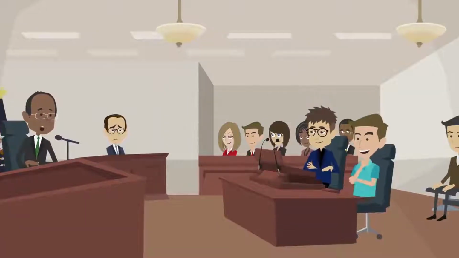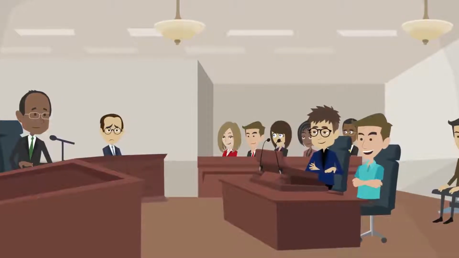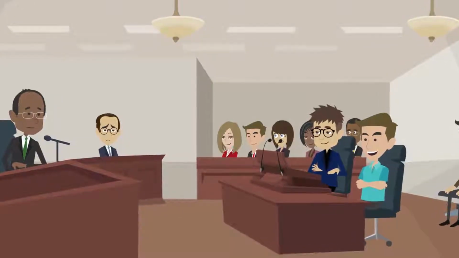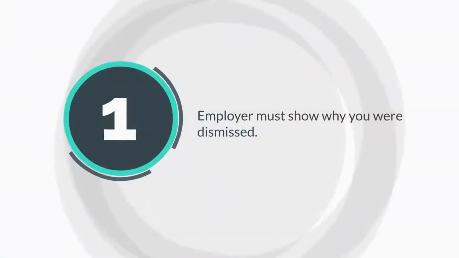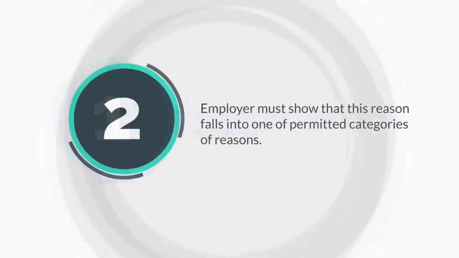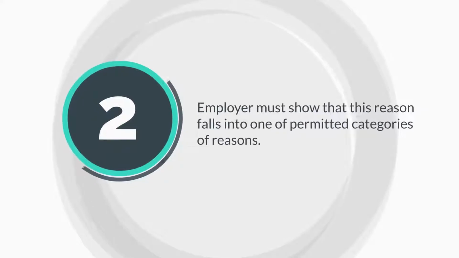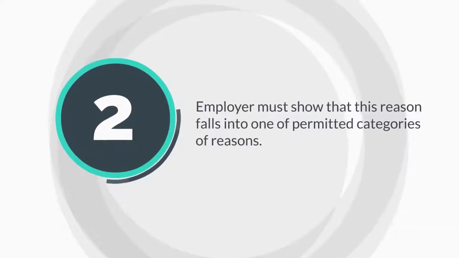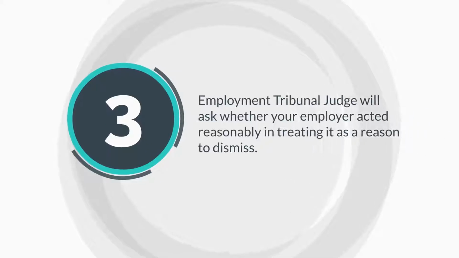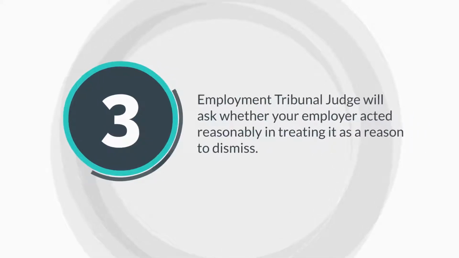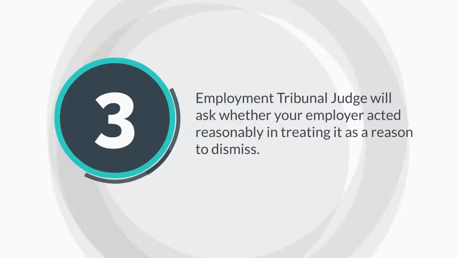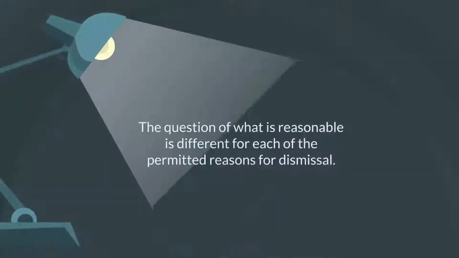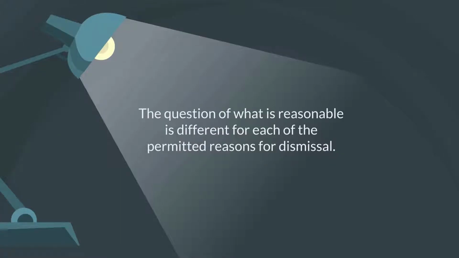The Employment Tribunal will conduct an investigation into the facts of your case to determine whether or not the dismissal was fair or unfair. Section 98(4) operates in 3 stages. First, your employer must show why you were dismissed. Second, your employer must show that this reason falls into one of the permitted categories of reasons. Thirdly, the Employment Tribunal judge will look at all the evidence, including everything that you have supplied, and ask whether your employer acted reasonably in treating it as a reason to dismiss. The question of what is reasonable is different for each of the permitted reasons for dismissal.